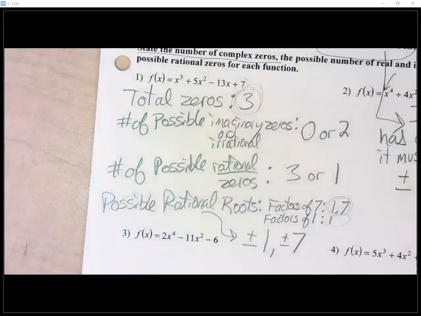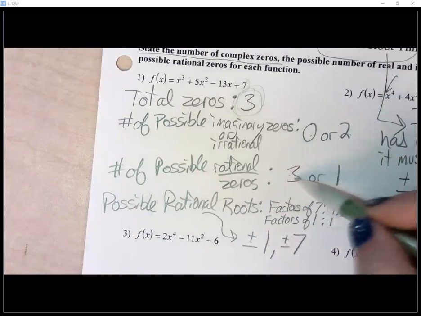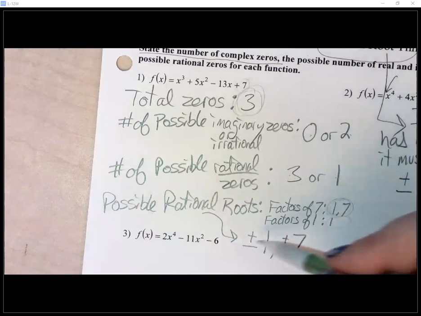So that means that this function is going to cross the x-axis at least one of these 4 numbers: positive 1, negative 1, positive 7, or negative 7. I don't know which one, but it's going to cross at least one of them. And at a maximum, it could cross at 3 of them, because I'm either going to have 3 or 1 rational zeros. And this is the list of all the possibilities.